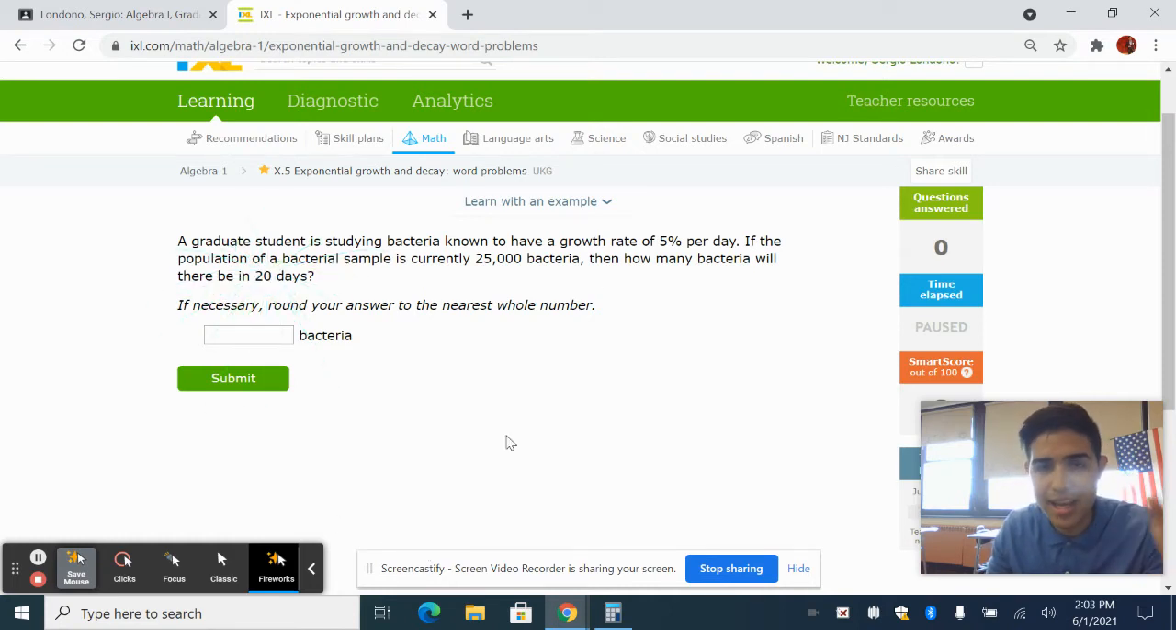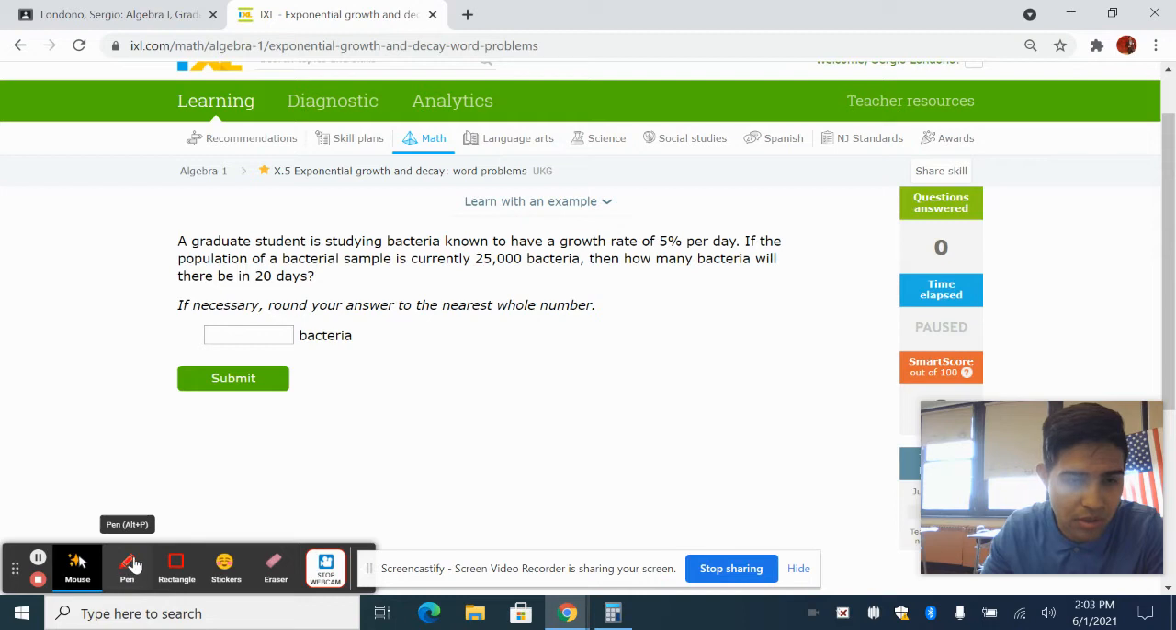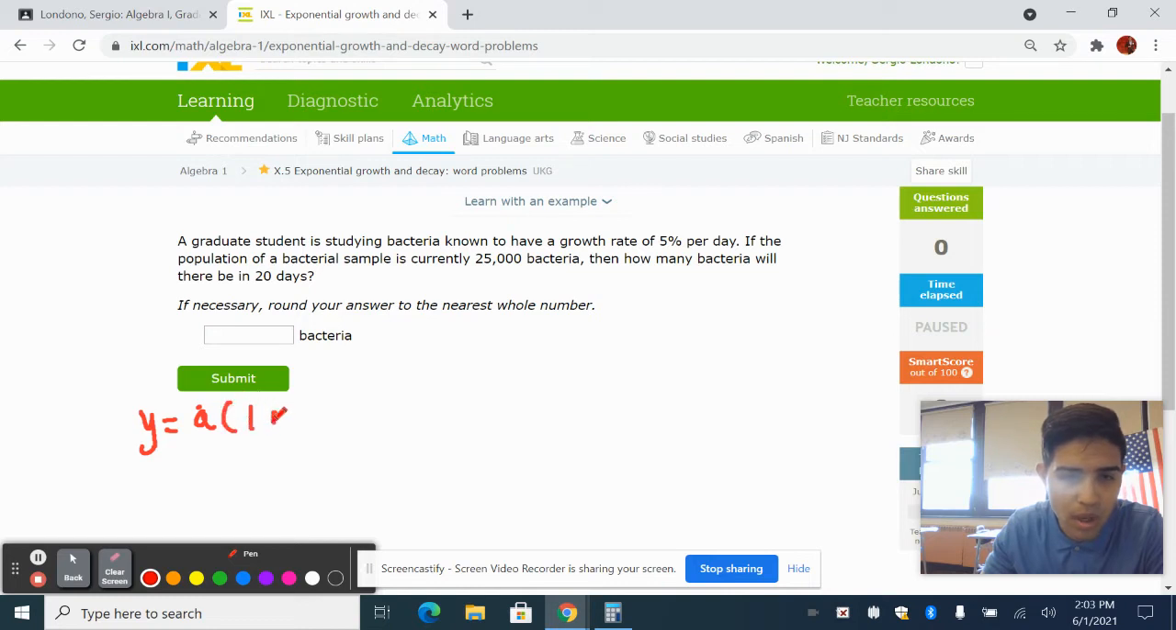Once I see that, and I know I have my growth rate, in this scenario we're going to be going with exponential growth. The formula we're going to be using is y is equal to a times 1 plus r to the t. Initial value, our rate, and finally our time. And I like writing down my key pieces of information.